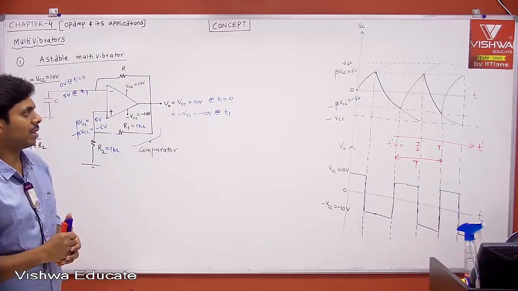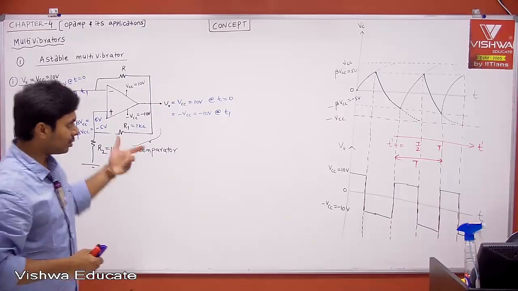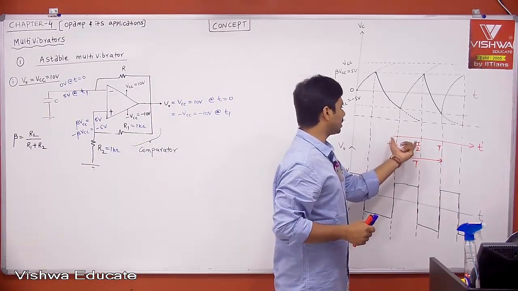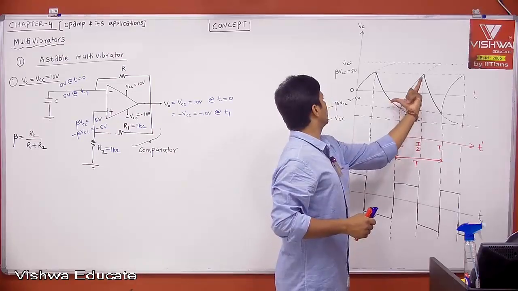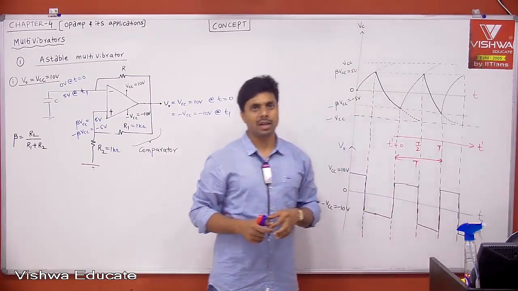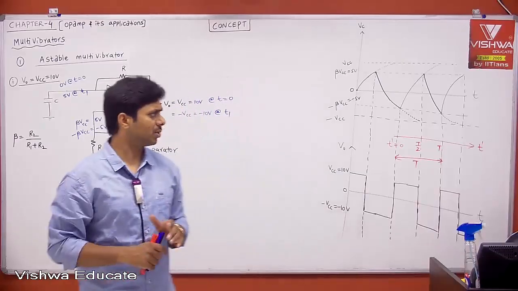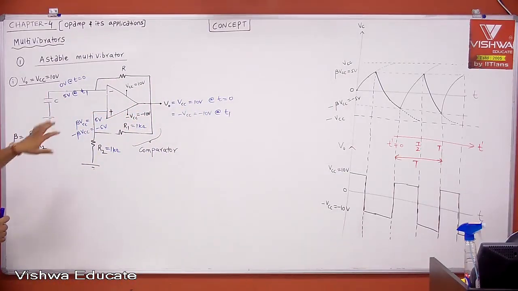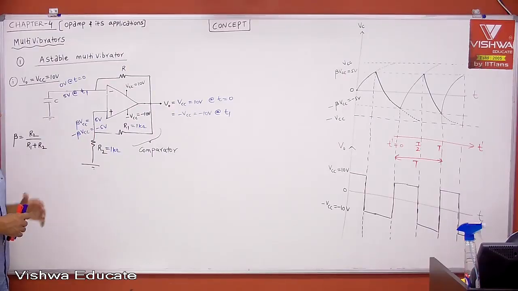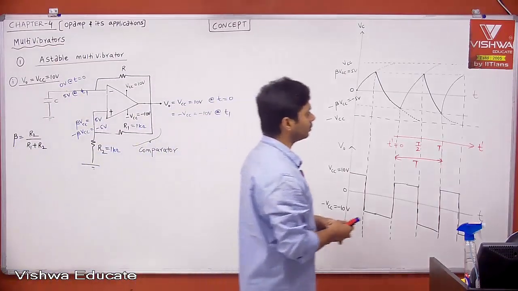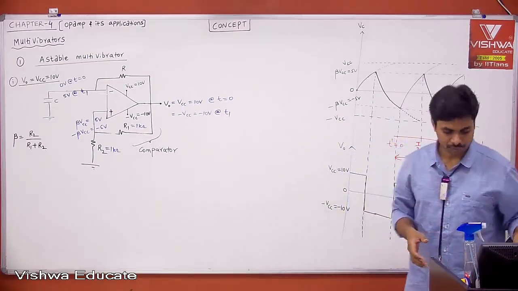Draw the waveforms. Then once you understand the waveforms, we need to derive how much time it is taking to get T by 2, or how much time it is taking to charge to beta VCC from minus beta VCC. Then we will see that. Okay, that is easy, straightforward. Once you understand the graph, what is happening to the output and why we are having the switching from one point to another point, then concept is done. Then mathematical analysis is straightforward.